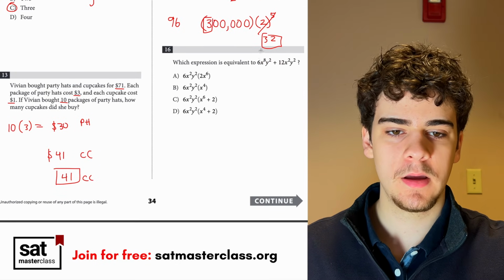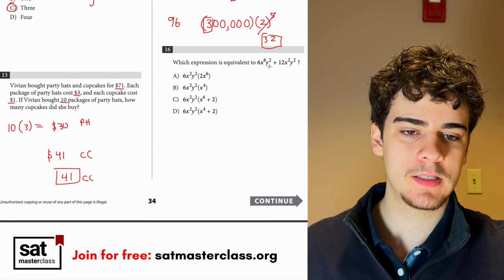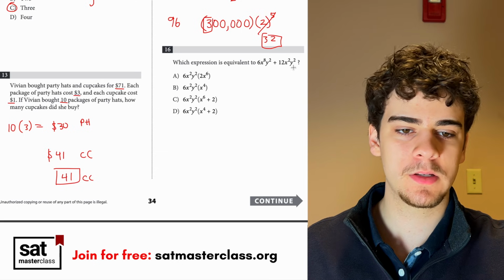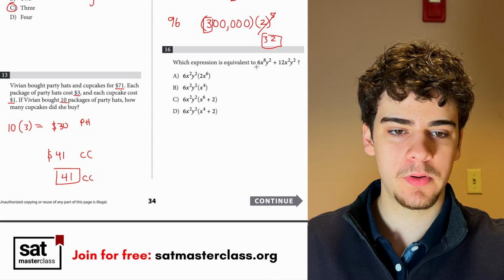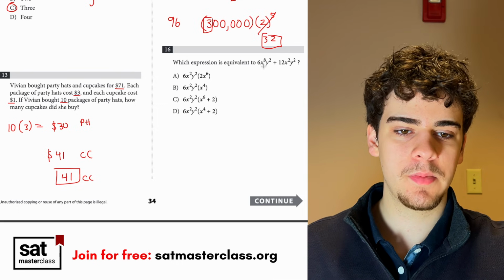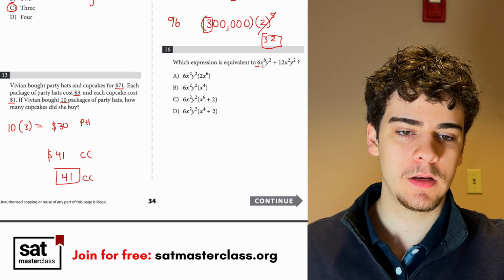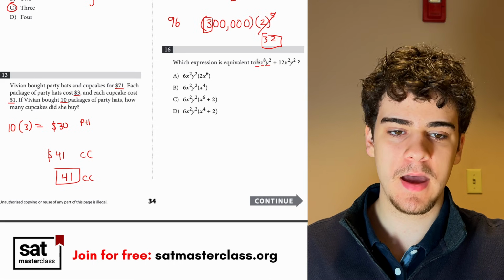Okay, question 16. Which expression is equivalent to 6x to the 8th y squared plus 12x squared y squared? Okay, so we're just going to be looking for the greatest common factor we can pull out. And the way that you want to think about this is you want to look at the numbers, then at the x, and then at the y.